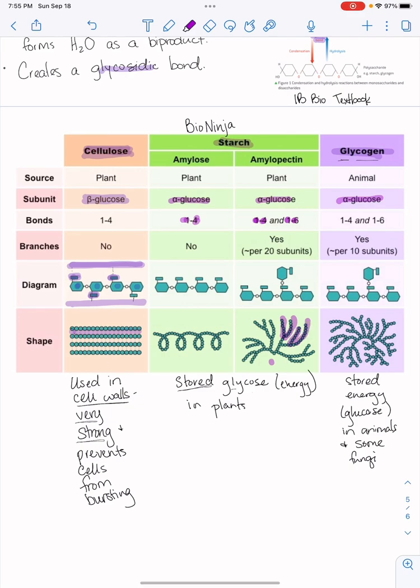The fact that it can form at 2 places means you have a lot of branches, okay? But both starch and glycogen, because of their use of alpha glucose, are really great for storage. Starch is storage in plants, and glycogen is stored energy in animals, but also fungi, okay?